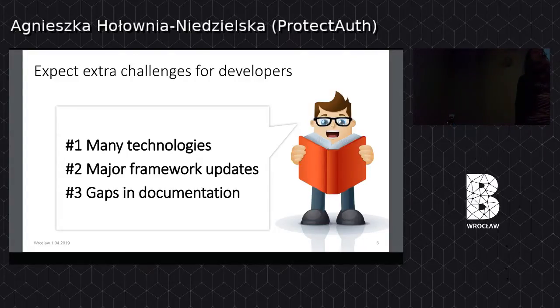Final challenge, documentation. As we have some major framework updates, we can expect that the documentation doesn't follow. So it's not always up to date. We need to look for the information. Sometimes we can also find some attributes that aren't described anywhere. So what to do? Maybe we can contact the developers of the blockchain directly. That's one of the possibilities.